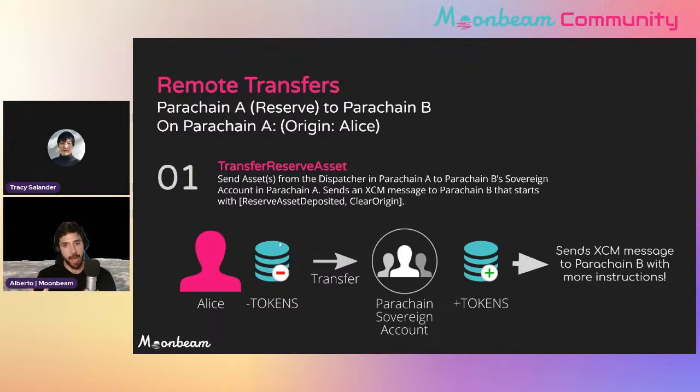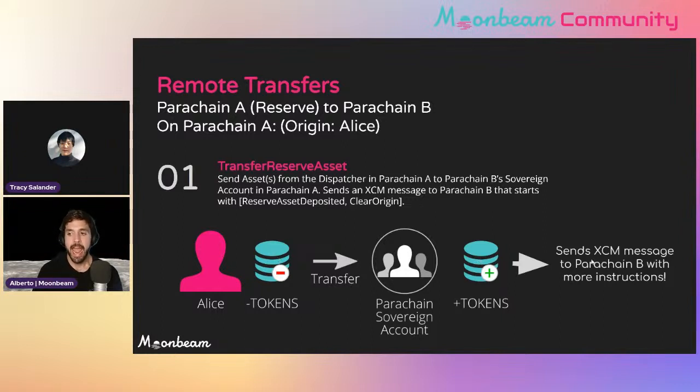Basically what happens here is that Alice, or the person that wants to send tokens, let's give a practical example. Let's say Alice on Moonbeam wants to send Glimmer to the Astar blockchain, right? Alice will get deducted a balance of Glimmer, but she is going to transfer it to Astar's sovereign account on Moonbeam. Remember that Astar has a sovereign account on Moonbeam. So Alice will transfer these tokens to Astar's sovereign account on Moonbeam.